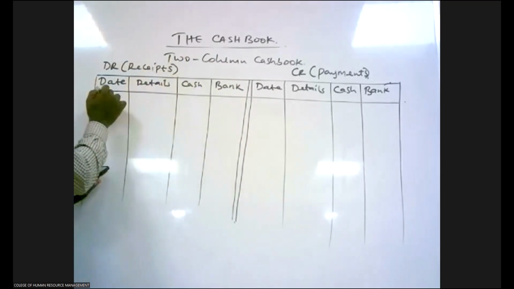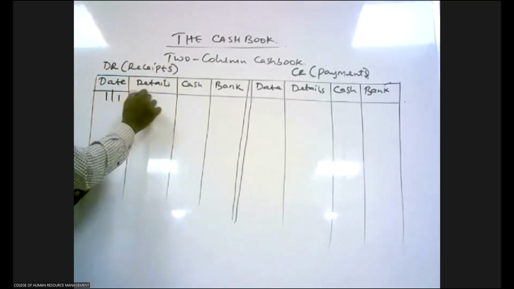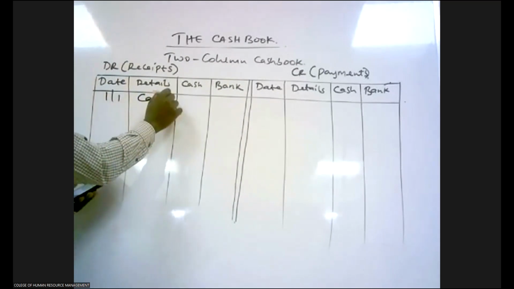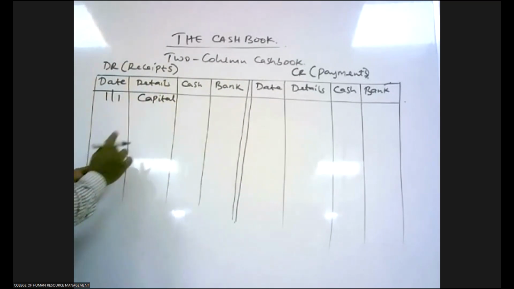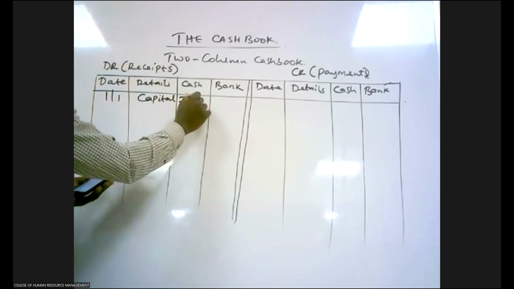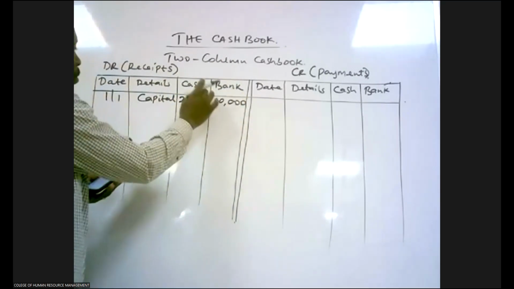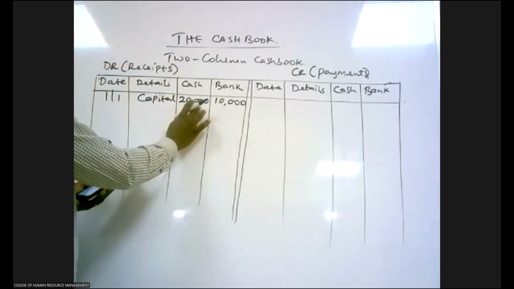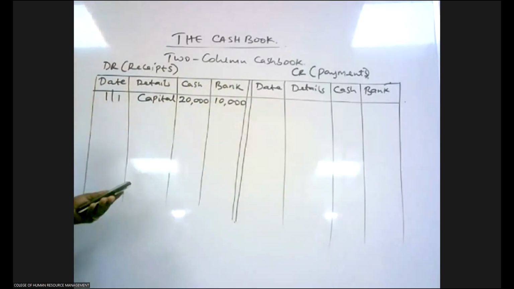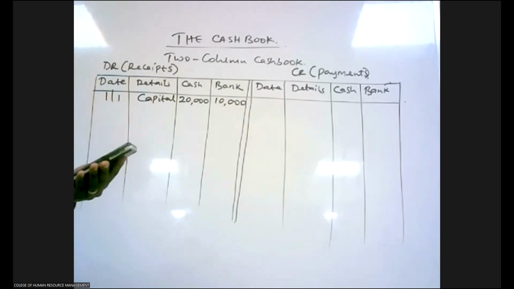So you come here and say, 1st of January, that money to start the business is capital. The amount that was in cash form was 20,000. The one that was deposited in the bank, 10,000. So under cash, put the 20,000 that was there, and under bank, put the 10,000. That transaction is recorded and it is done.